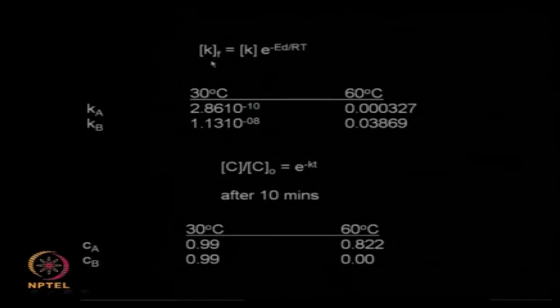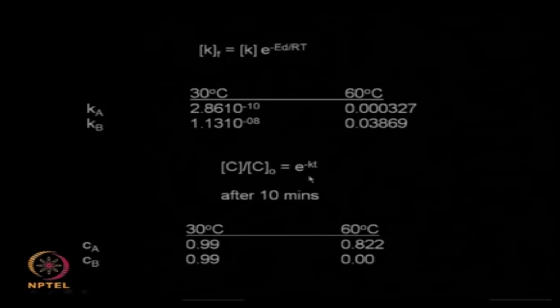So all we need to know is the ED value, the deactivation energy, and the K value. So once you know, we can tell what will be the activity of any enzyme at different times at any temperature, understand. So we can easily find out.